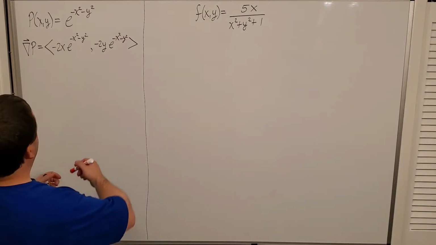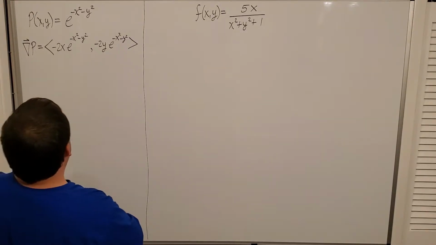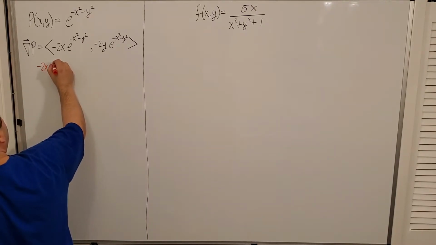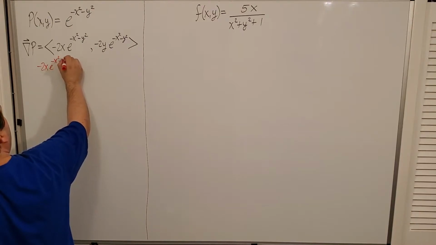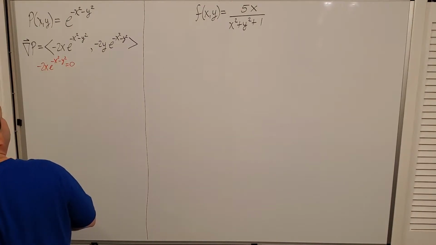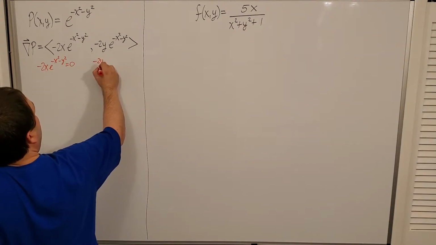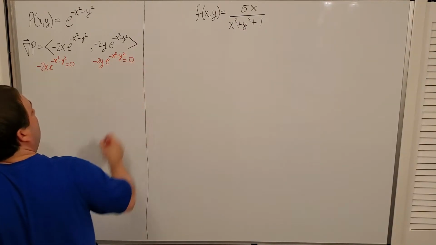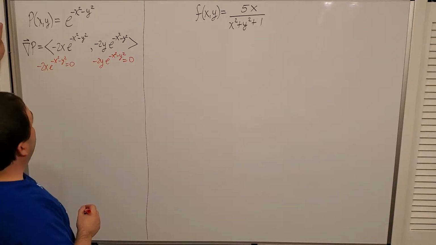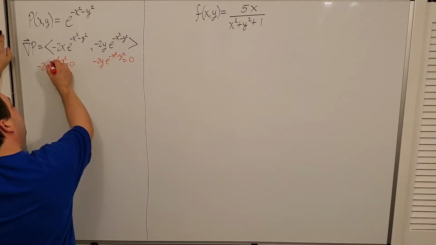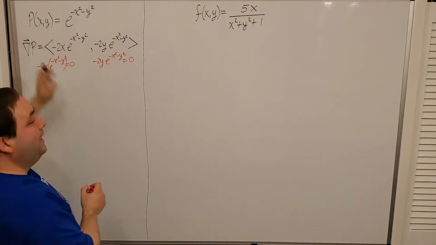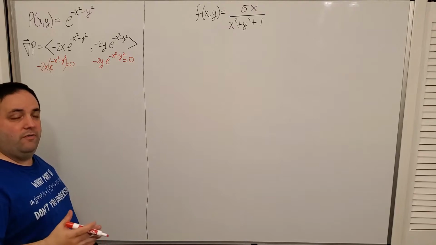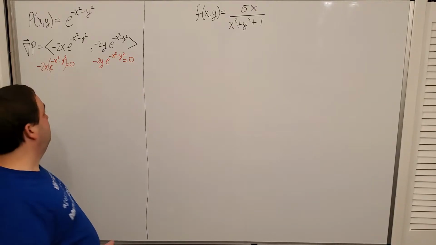All right, so I'm going to set these equal to 0. Negative 2x e to the negative x squared minus y squared equals 0. And negative 2y e to the negative x squared minus y squared equals 0. So then from here, don't forget that an exponential by itself is never going to equal 0. There are no values of exponents that can cause that.